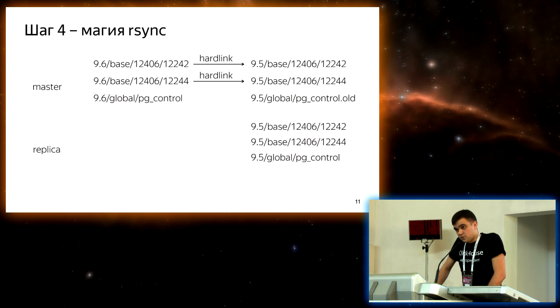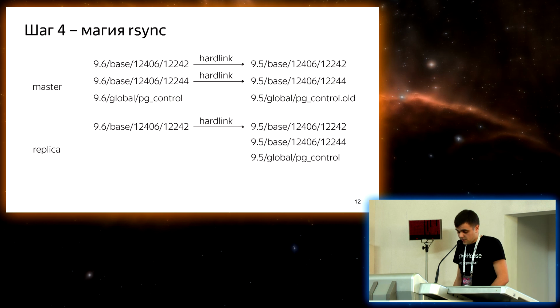You can see the situation of the master server, which has done the pg_upgrade. We have some files in the 9.5 folder, and now they are hard linked in the 9.6 folder. The pg_control file in 9.5 was renamed to pg_control.old, just in case you start the 9.5 server, nothing happens, because otherwise you can break everything there. And the system creates a new pg_control file in the 9.6 folder.